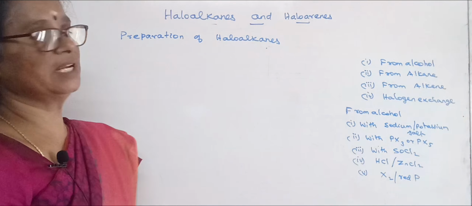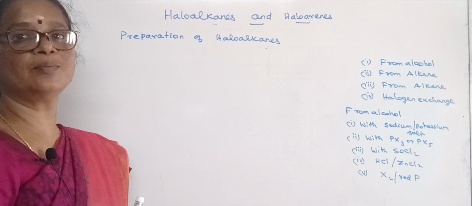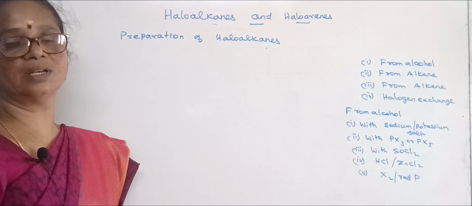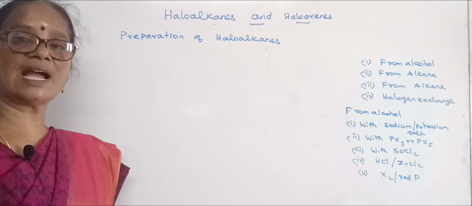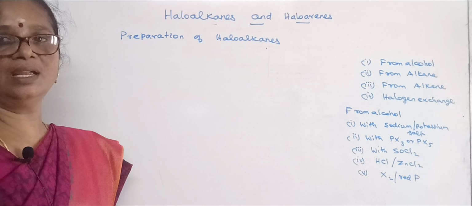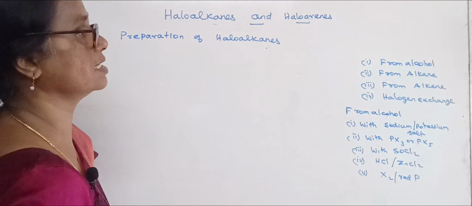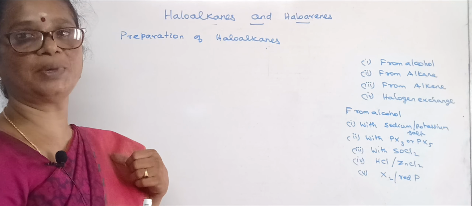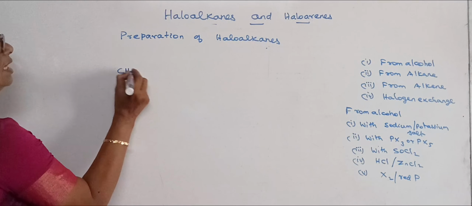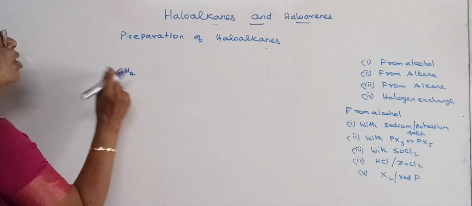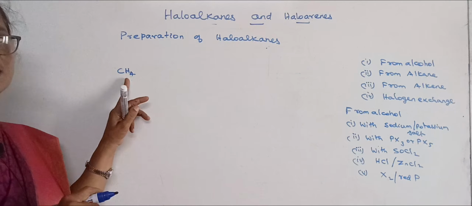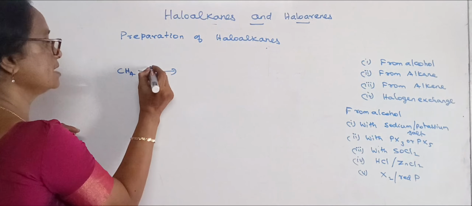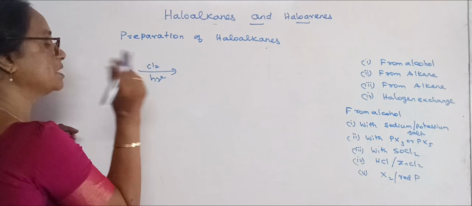Next is the method of preparation of alkyl halides from alkanes. Alkanes are saturated hydrocarbons in which the halogen can be substituted by free radical substitution reaction, and we discussed this reaction in the hydrocarbon chapter itself. Let us take methane. It has 4 hydrogen atoms. All the 4 hydrogen atoms can be substituted by the halogen. So in the first case, it reacts with chlorine in presence of sunlight.